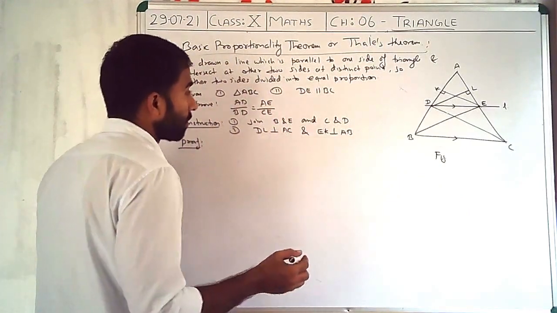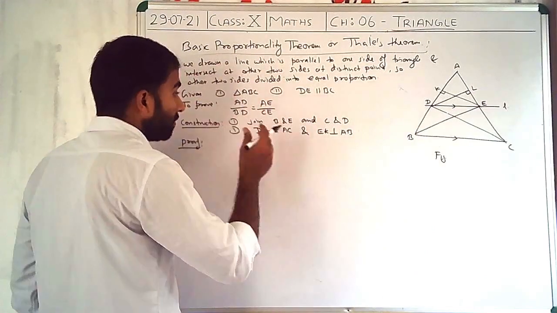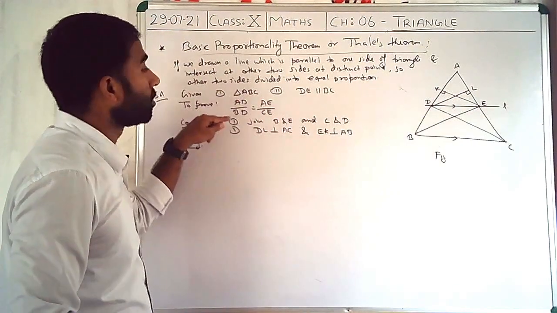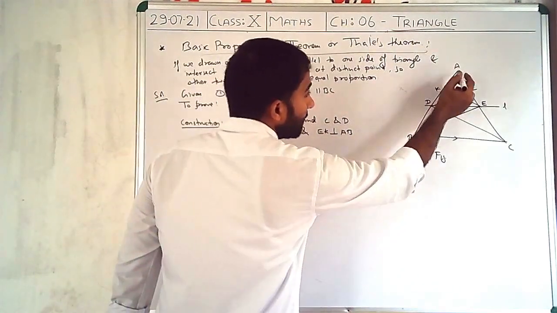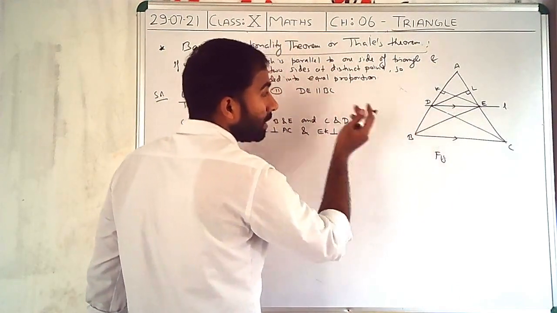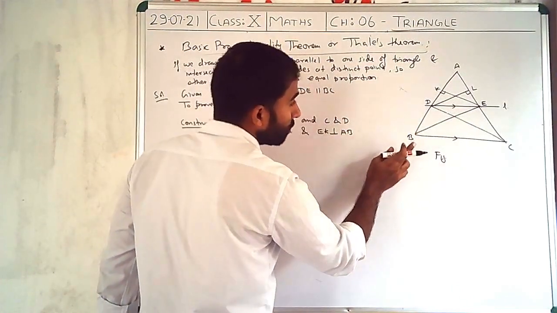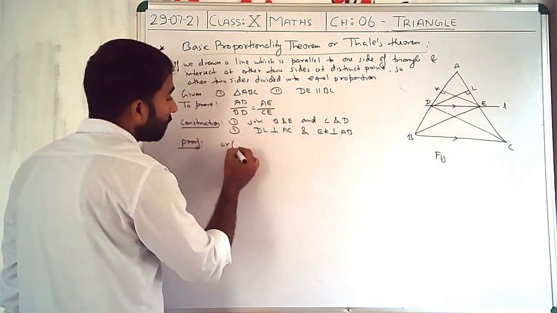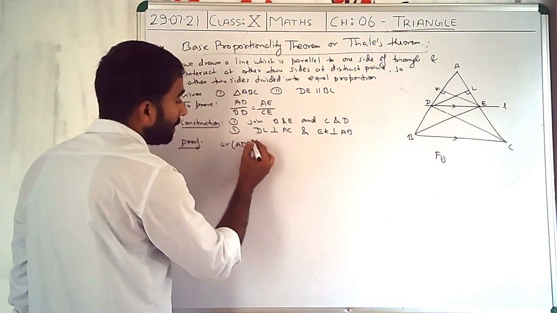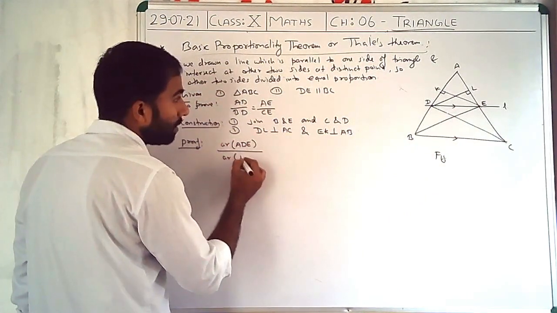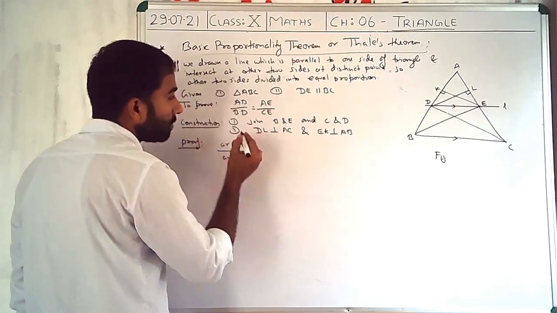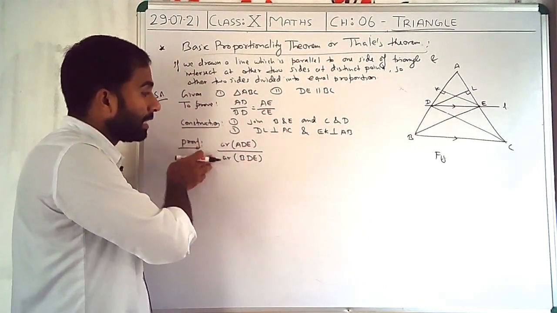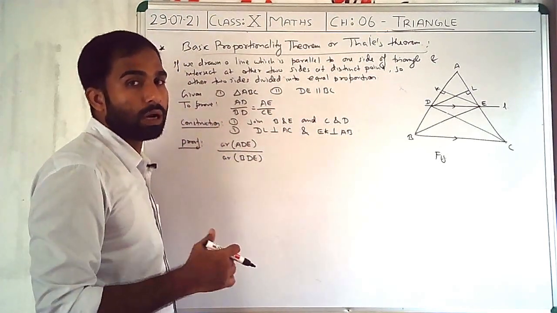Here we can consider 2 triangles because we need to get AD upon BD. So therefore we can see here AD and BD are related to two triangles, BDE and ADE. So we can write here area of triangle ADE by area of triangle BDE, because we are going to find a ratio. So that's why we have written area in ratio format, means P by Q, or in fraction.